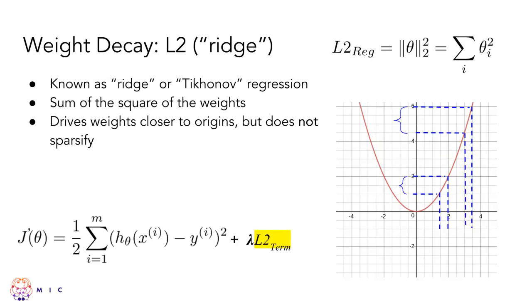Okay, our second technique is called L2, or ridge regression. So the L2 term that we add to our cost function now is the summation of the squares of the weights. So what this does is, instead of reducing a lot of weights to 0, instead of sparsifying, what happens is that you tend to drive your weights closer to the origin.